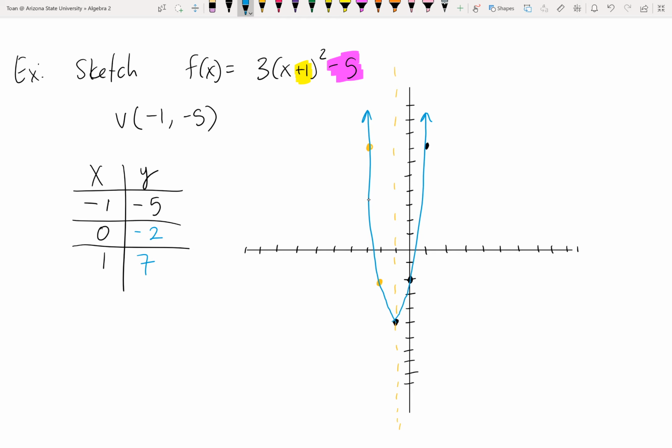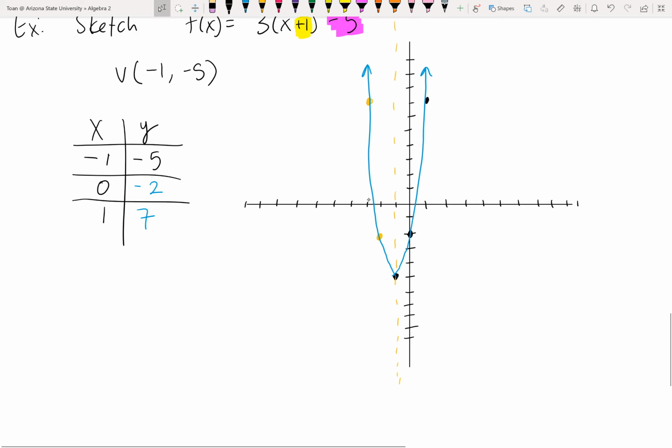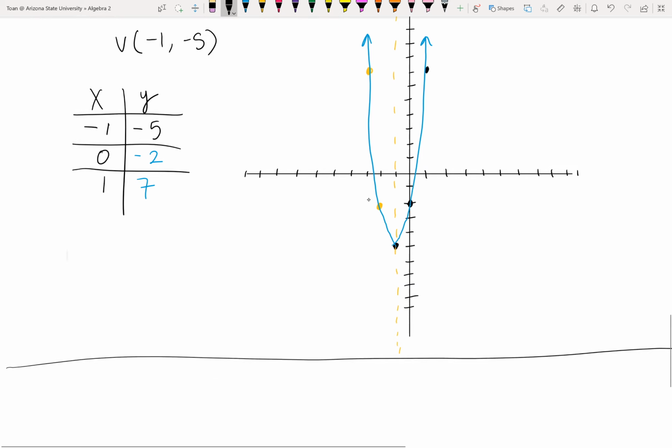It is upwards because this number in front is positive. So I think vertex form is the easiest one to sketch. Let's talk about the last form.